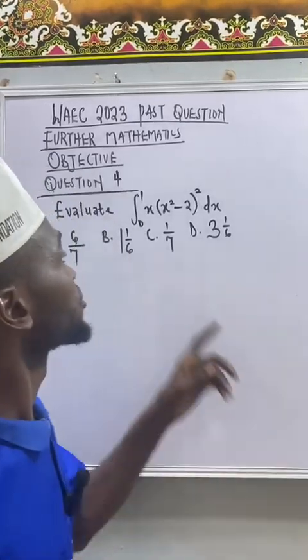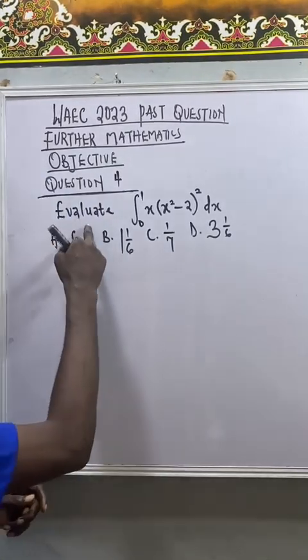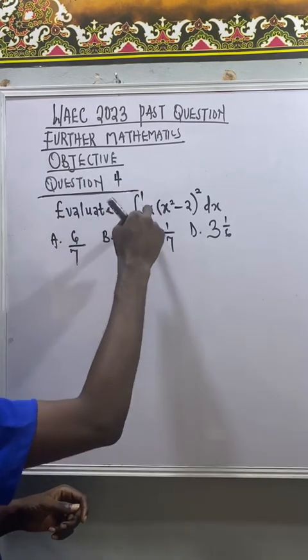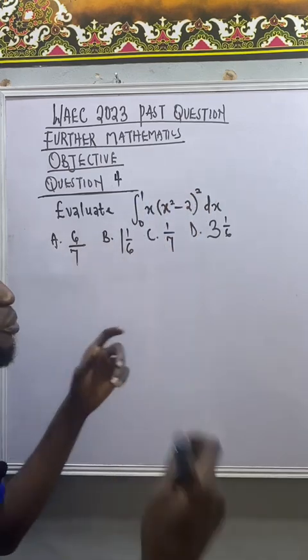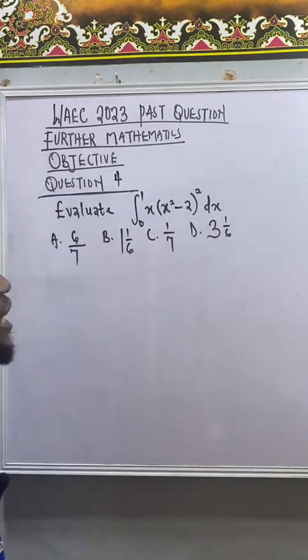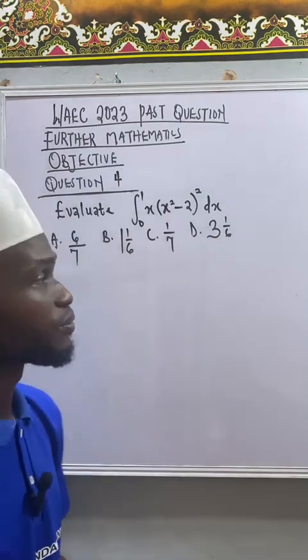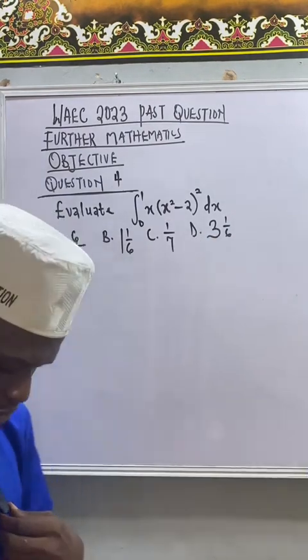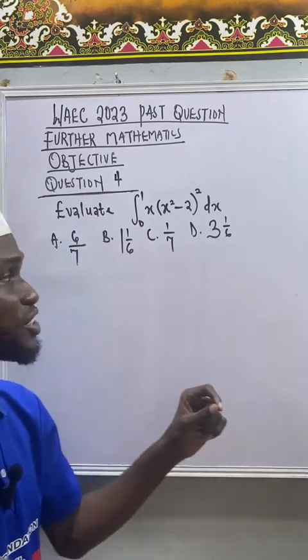WAEC Further Maths question 4 objective. Now let's see, this question says evaluate the integral from 0 to 1 of x(x² − 2)² with respect to x. Good. There are several methods that we can use to solve this question, but one of the simplest and best methods is to use integration by substitution.